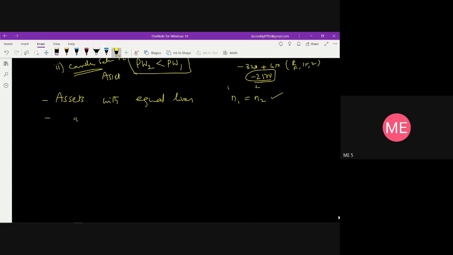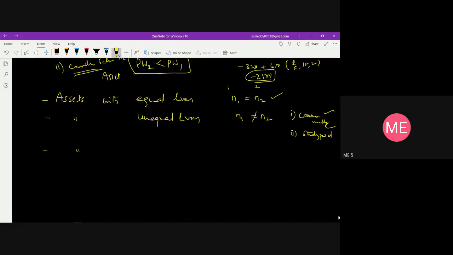When we have assets with unequal lives, where n1 is not equal to n2, we can use two methods. One is the common multiple method, the other one is the study period method. So this is what we have used till now.